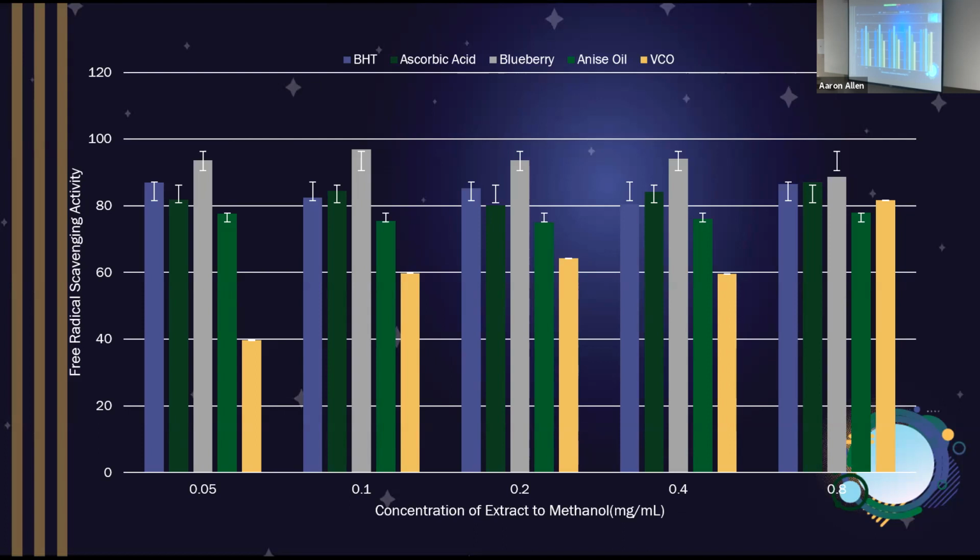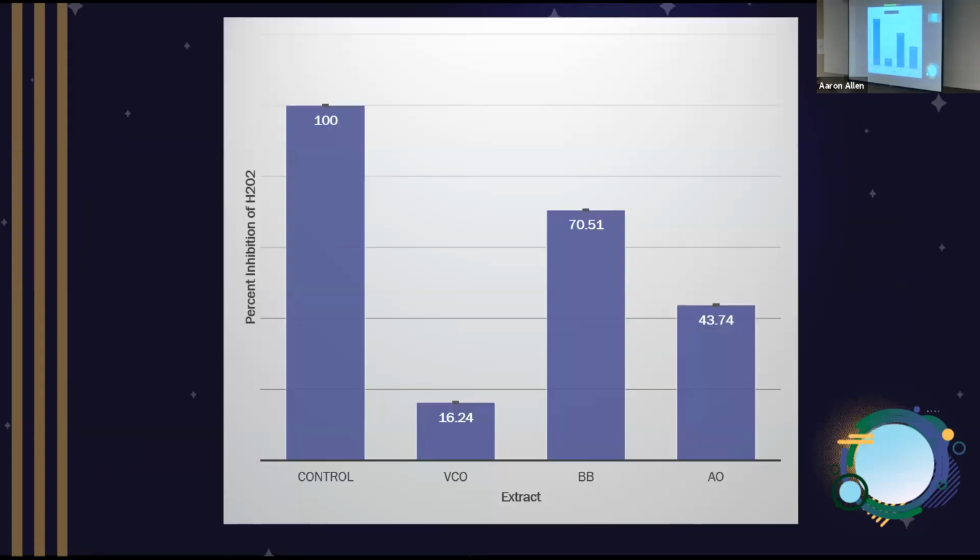So at the very beginning, the yellow here is the virgin coconut oil, and it has very low free radical scavenging activity. But as we can see, the trend going up, it is increasing its activity at higher concentrations. So going forward from these results, if virgin coconut oil is going to be used, it probably needs to be used at a higher concentration than in the body if it wants to help reduce the oxidative stress.